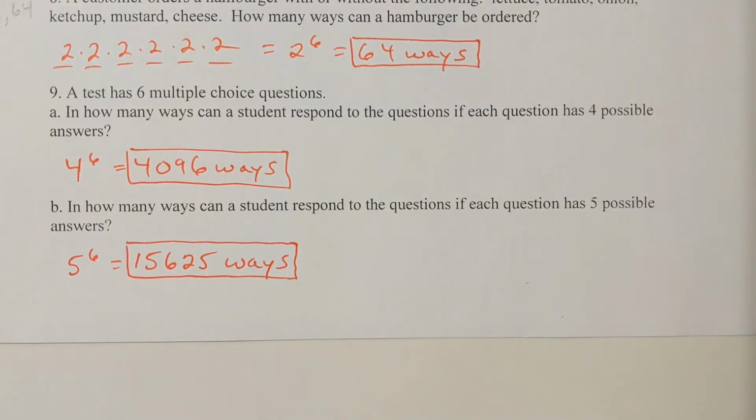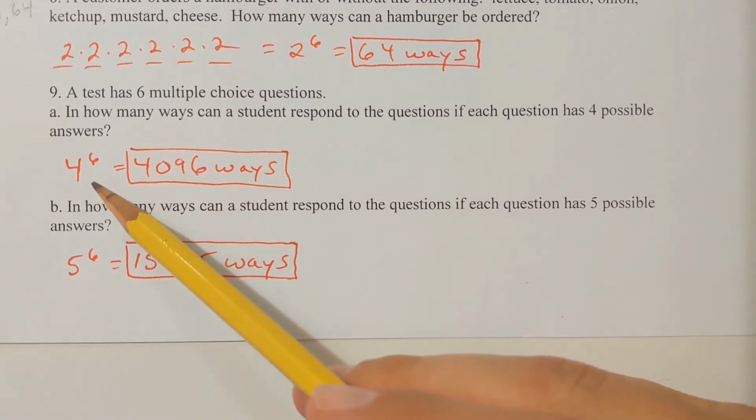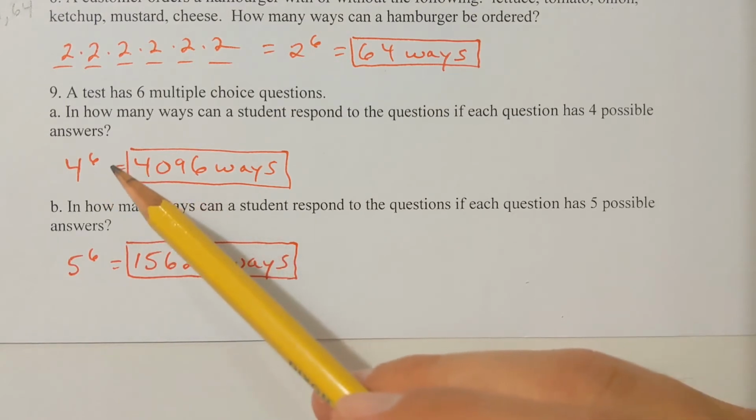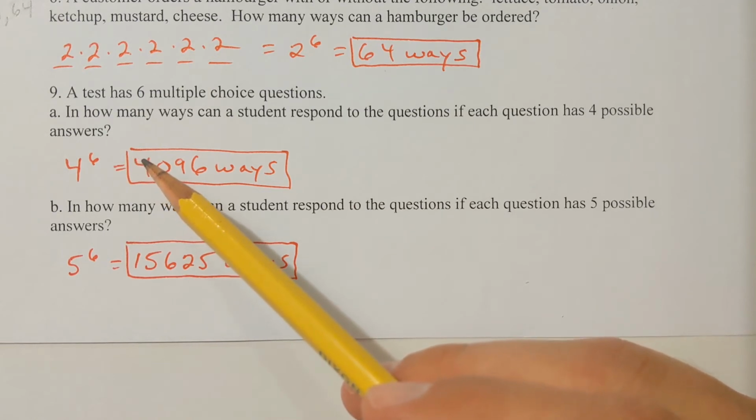Okay, problem 9. A test has 6 multiple choice questions. Part A: in how many ways can a student respond to the questions if each question has 4 possible answers? So problem 1 has 4 answers, problem 2 has 4 answers, problem 3 has 4 answers, etc. Because there's 4 choices there, you're going to have 4 times itself 6 times. So 4 times 4 times 4 times 4 times 4 times 4.